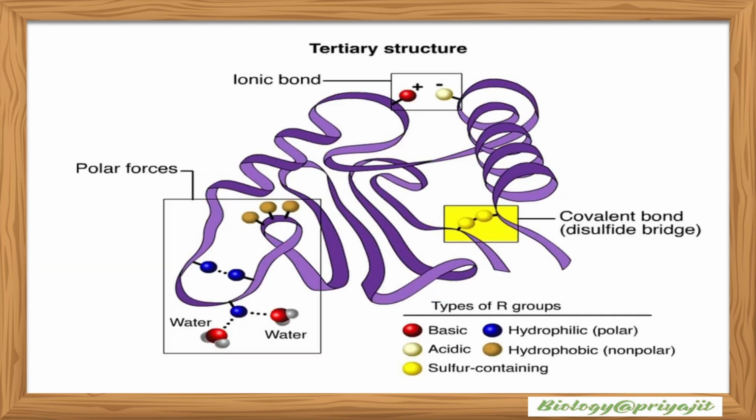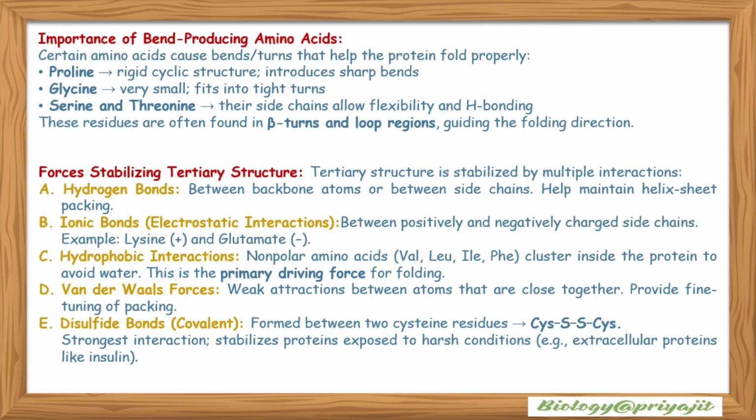This is the image showing the tertiary structure of protein, where different types of bonds are found, such as ionic bonds, covalent bonds, hydrogen bonds, etc. Importance of bend producing amino acids. There are certain amino acids that cause bends or turns that help the protein fold properly. Proline is a rigid cyclic structure and introduces sharp bends. Glycine is very small and fits into tight turns. Serine and threonine have side chains that allow flexibility and H bonding. These residues are often found in beta turns and loop regions, guiding the folding direction.